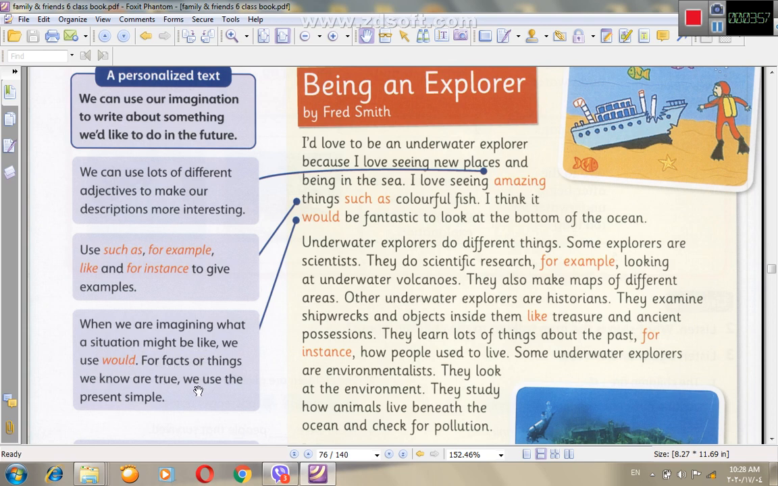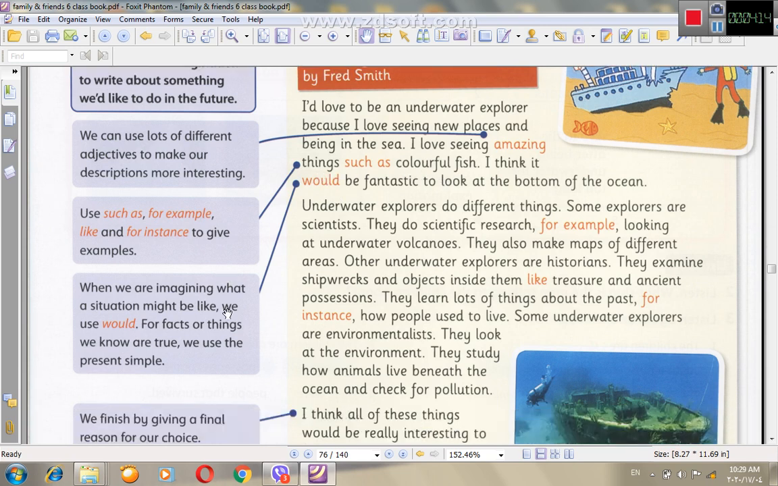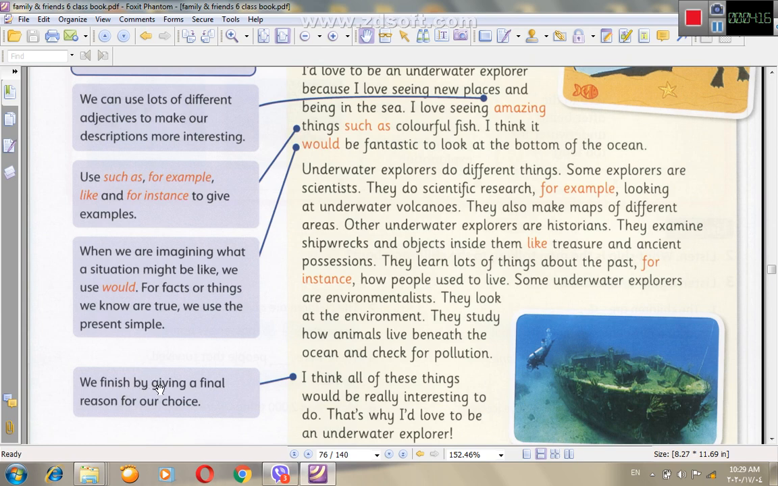For facts or things we know are true, we use the present simple. Like that. I think it would be fantastic to look. That if you want to imagine something, we use would. And the same here, such as colorful. That's the step 2. And step 3, we finish by giving a final reason for our choice. That's as we say, the conclusion. That's the introduction and the body here, and the conclusion, the last one.